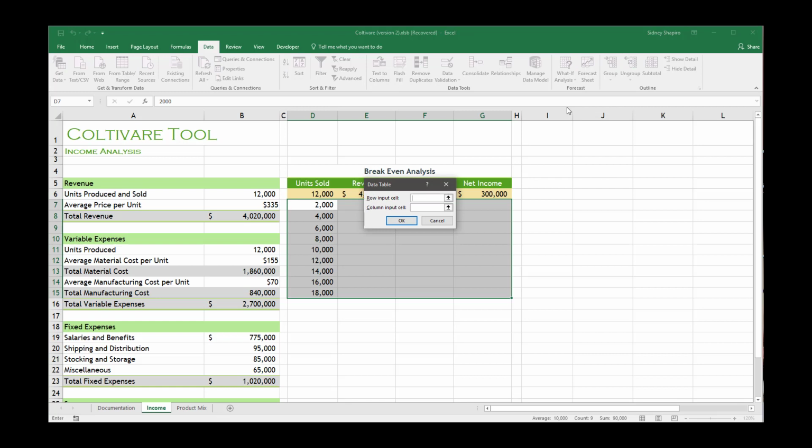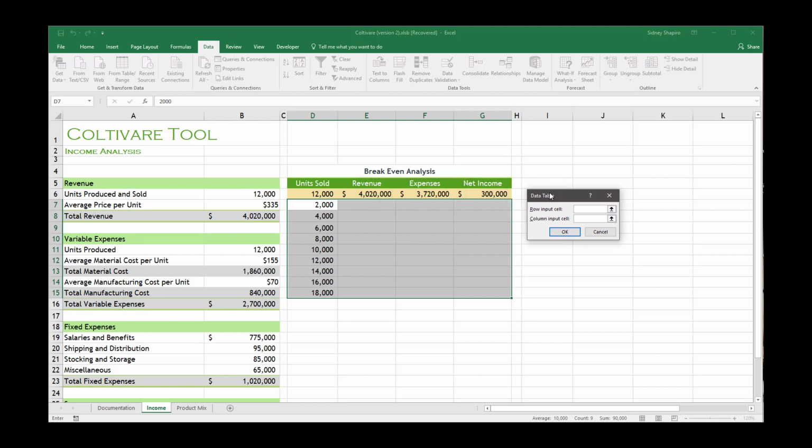All right, so it's asking us for two things. The first one is we could either use row or column. So in our case, we're going to press tab or go down to the second one, and we're going to click on B6. That was D6, right? Or B6? No, they want this one. There we go.